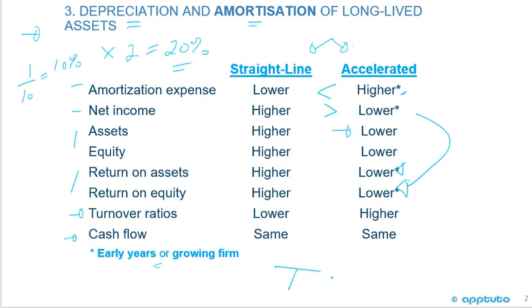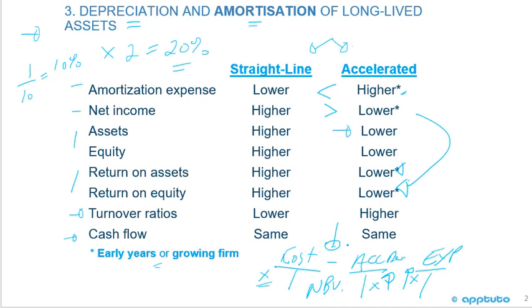Because remember, I'm just going to do the T accounts again. Here's my depreciation expense, debit depreciation expense, credit accumulated depreciation, which is a contra asset account. And here's the cost of our asset. The balance is here. Normal balance is a debit. And cost minus accumulated depreciation gives us our net book value. If I increase my depreciation expense, I'm going to increase my accumulated depreciation, and I'm going to decrease my net book value, okay? So with my lower assets, I'm going to have a higher turnover ratio, okay?